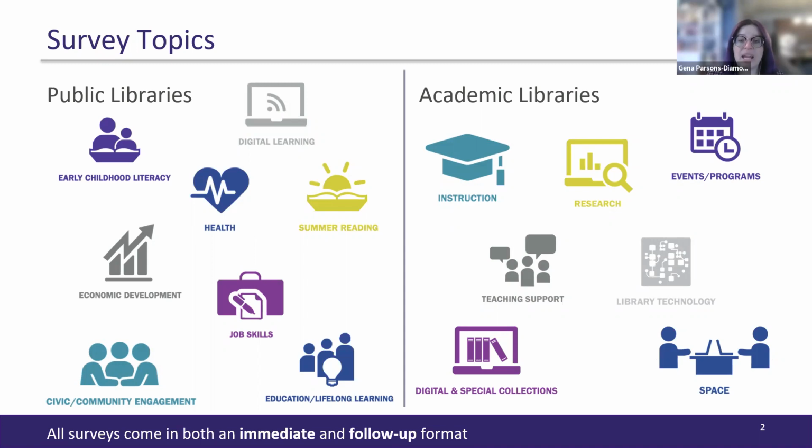Public libraries have 8 survey topics available to them: digital learning, early childhood literacy, health, summer reading, economic development, job skills, civic community engagement, and education and lifelong learning. Academic libraries have 7 survey topics available to them: instruction, research, events and programs, teaching support, library technology, digital and special collections, and space. Each survey comes in 2 types, immediate and follow-up.